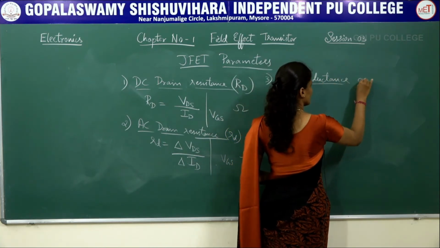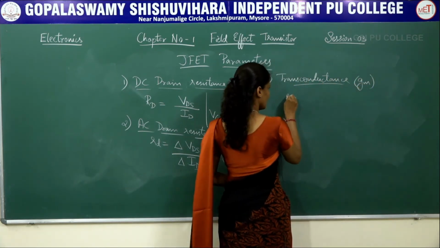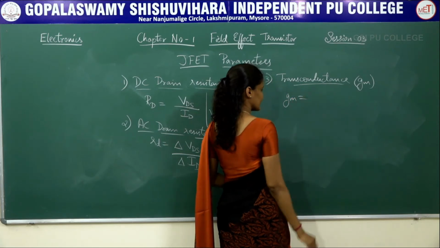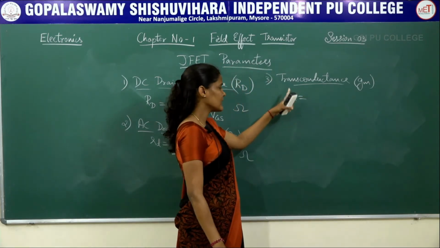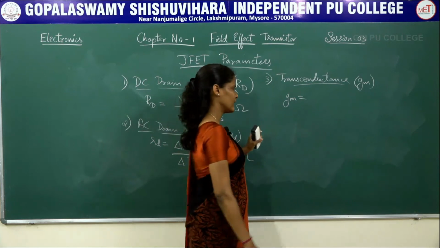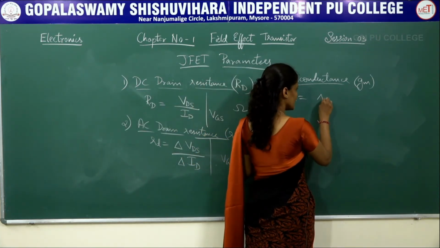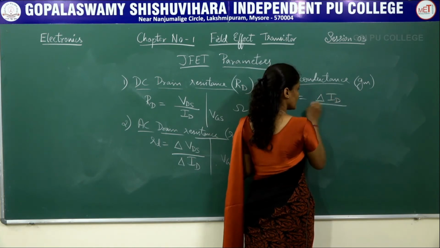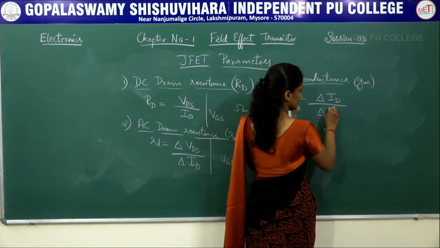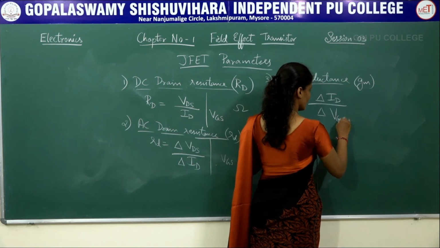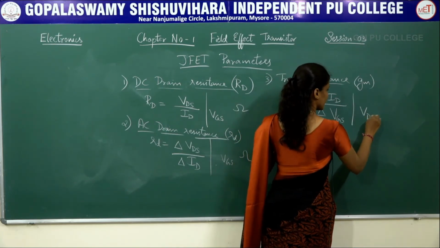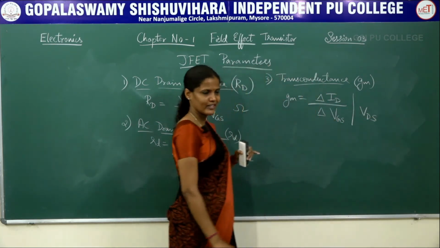Transconductance, which is represented by Gm. So what is this transconductance? Transconductance is also called forward transconductance. It is nothing but the ratio of small change in the drain current to the corresponding change in the gate to source voltage, keeping the drain to source voltage constant.